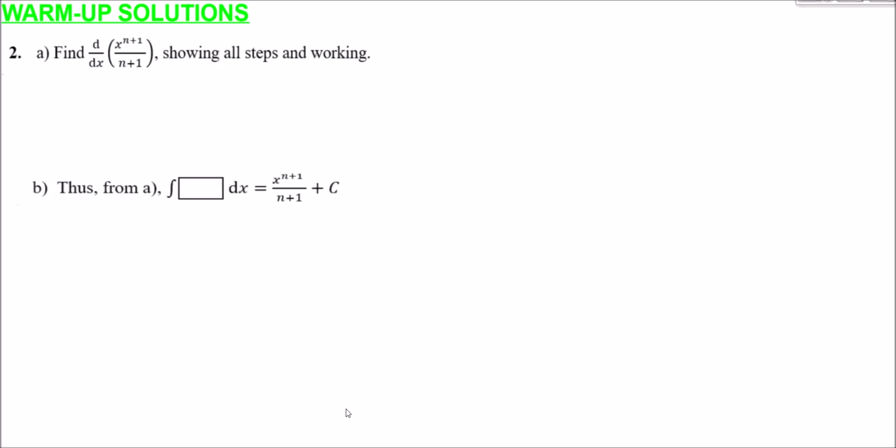Question 2. Find the derivative of x to the power n plus 1 all over n plus 1, showing all steps and working. I should have mentioned perhaps here that n is a constant. So if I were to just do this here, just by standard process, differentiate this, we need to remember that the power comes to the front, and then we take 1 off the power. And so the n plus 1 comes to the front, the power drops by 1, so x to the n plus 1 becomes x to the n, but of course we're still dividing by that n plus 1.